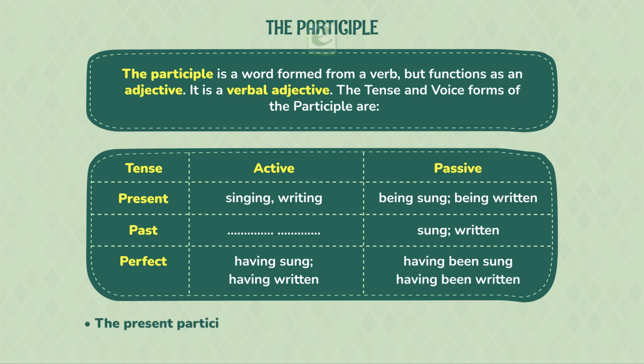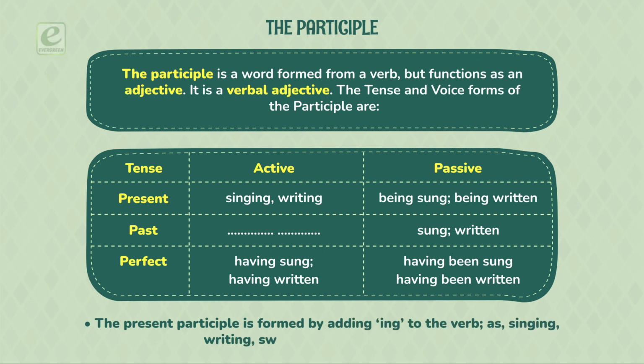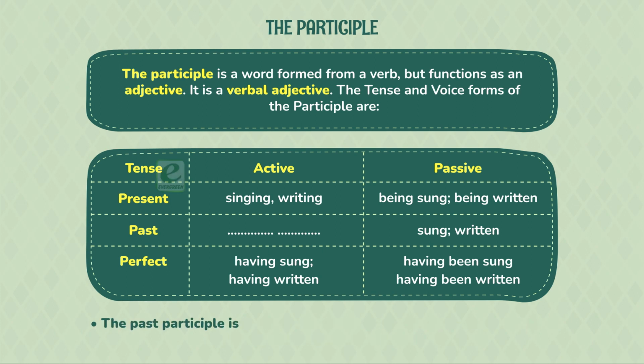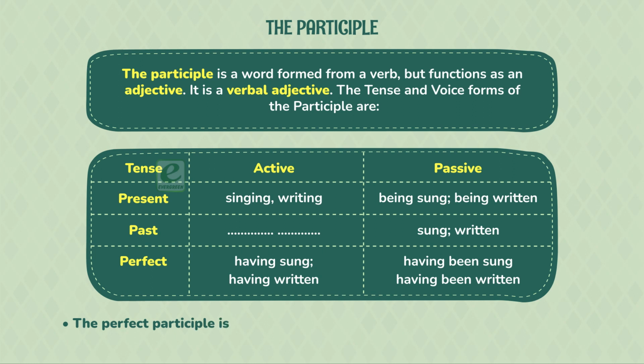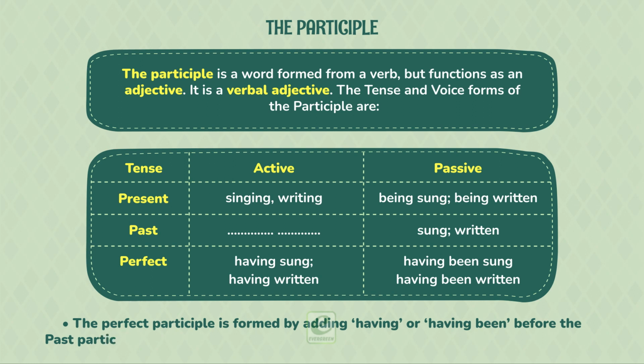The present participle is formed by adding -ing to the verb, as singing, writing, swimming, seeing, speaking. The past participle is formed by adding d, ed, t, en, ne to the verb, as bathed, broken, killed, burned, risen, born. The perfect participle is formed by adding having or having been before the past participle form of the verb, as: having finished their work, they went to the pictures.